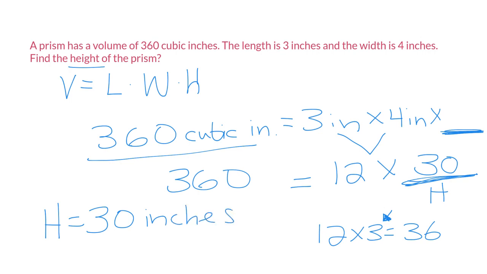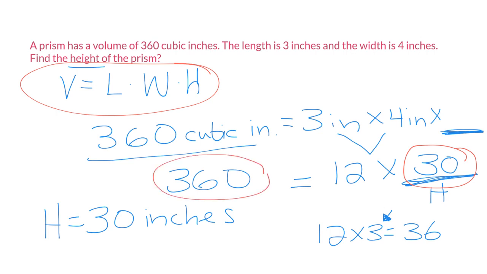And if we want to check this out, we could work backwards. I'm going to use a different marker color to help this stand out. I can use my volume formula to check my work. So volume equals length times width times height. If I plug in the missing height value I found of 30 inches, we should get our volume, which we knew, or sorry, I should circle this one here, of 360 cubic inches.